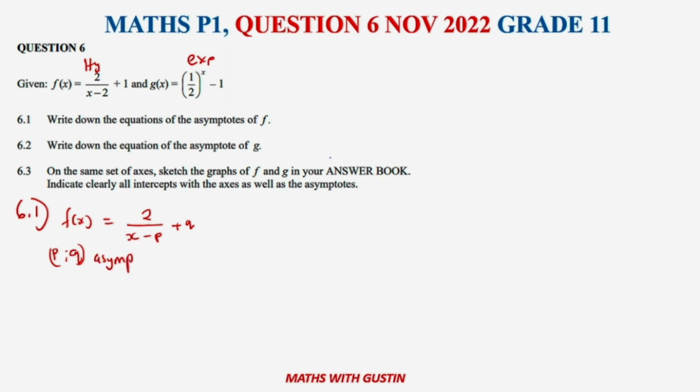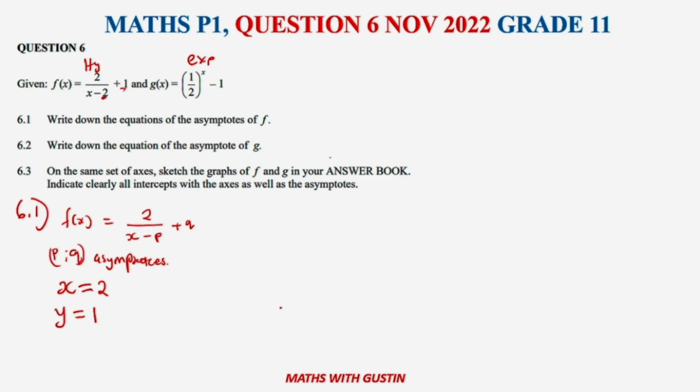We know that p and q would be asymptotes. Great. So having that concept in mind, now let's go ahead and answer this question. For f of x, our asymptote here is x is equal to 2, like you are solving for x, and then the other asymptote is y is equal to 1. And that's how you would deal with that one.